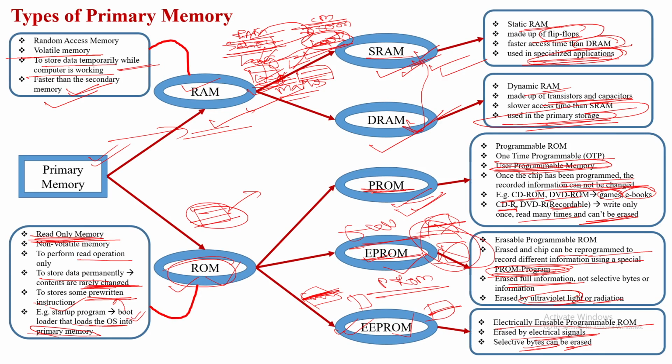But first, which ROM is available? That is programmable ROM, which means once you program it, afterwards you can't erase it, right? EPROM, you can erase through ultraviolet rays and reprogram it, but it will erase the full information. EEPROM, electrically erasable, erases by electric signals, so you can erase selective information and reprogram it. So these are the types of memory.